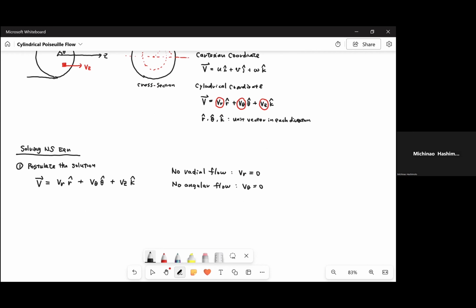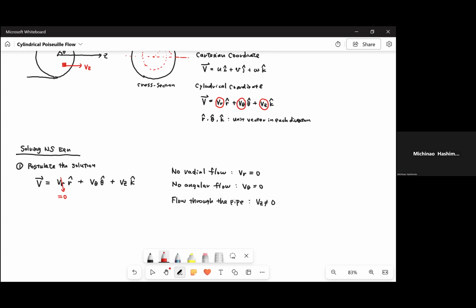And then the flow through the pipe is existing. So in this case, V_z is a non-zero value. This assumption allows us to simplify this equation a lot. So V_r equals zero, no radial flow.